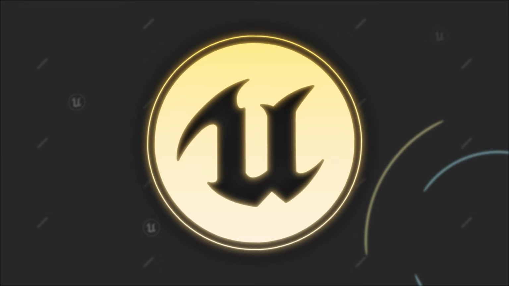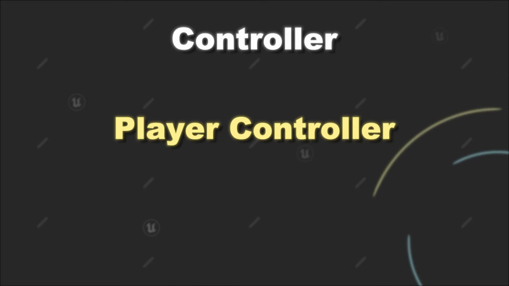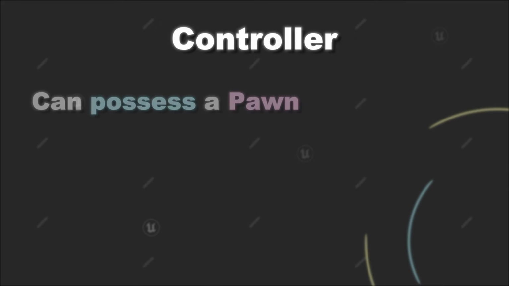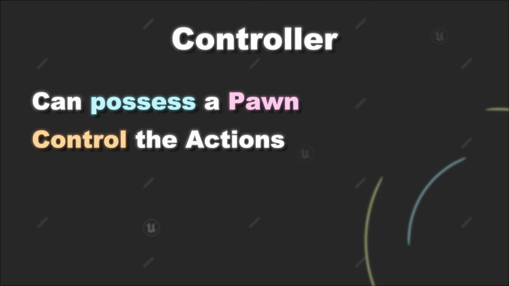Today we will check out the controller class and the difference between the player controller and AI controller. First of all, the controller in general. The controller is a type of actor that can possess a pawn inside Unreal Engine and control the actions of the pawn. So pretty simple.